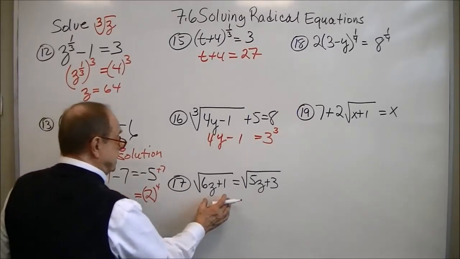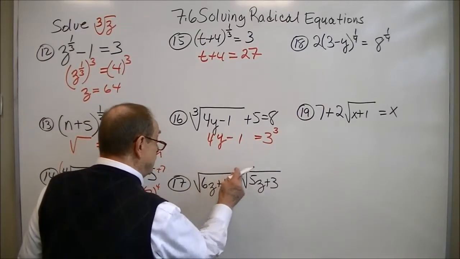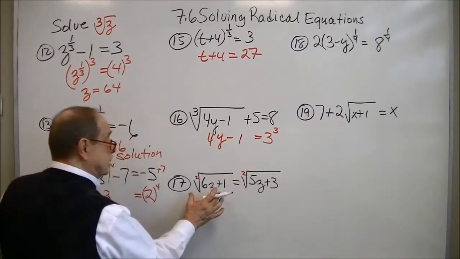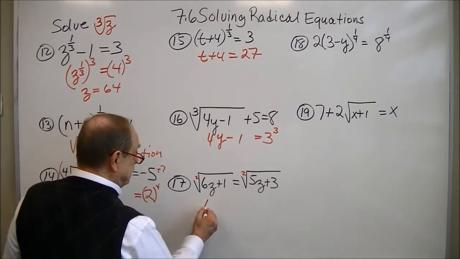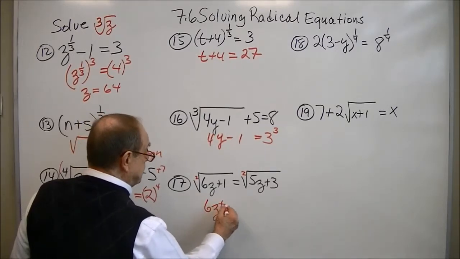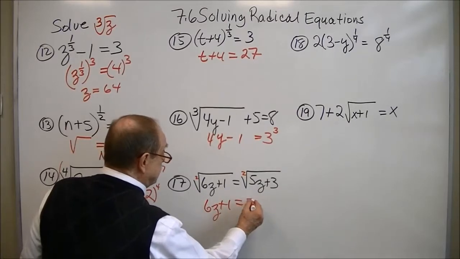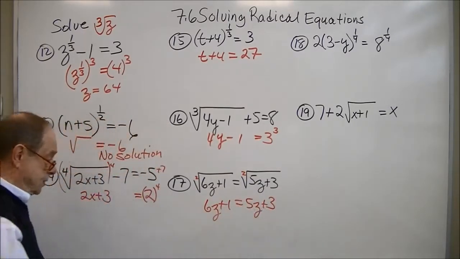Now in something like this, where you have a radical equals a radical, and they're both with the index number 2, you're just going to square this side to get its radicand. And you square this side to get its radicand. And there's the equation.